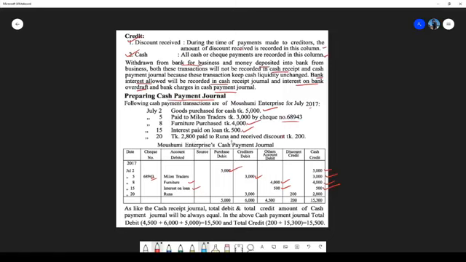Taka 2,800 paid to Runa and received discount 200. So you have paid 2,800 with a discount receipt of 200 taka. That 200 means the company Moshumi was supposed to pay 3,000, but instead they paid 2,800, and 200 taka was discount received. Okay, so Runa account is debited with 3,000, and the cash payment was 2,800, whereas the discount account is credited with 200.